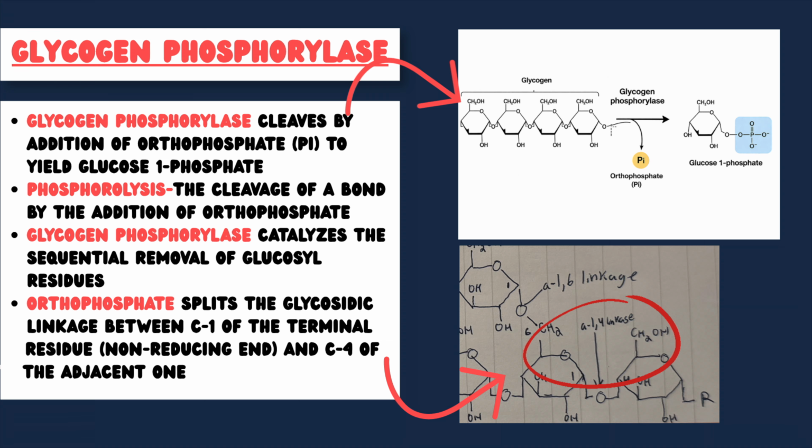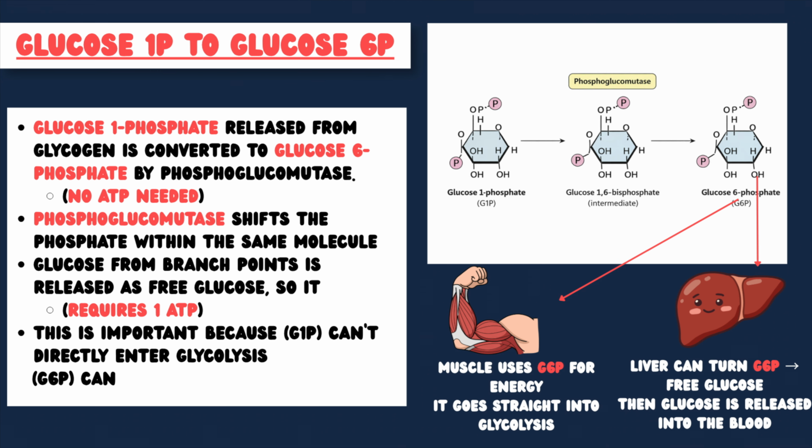To turn our attention to the bottom right diagram, what's being shown here is orthophosphate splits the glycosidic linkage between the carbon 1 of the terminal residue, which is the non-reducing end, and the carbon 4 of the adjacent one. And that is all circled in red right over there. Let's look at how glucose 1-phosphate is converted to glucose 6-phosphate. Basically, glucose 1-phosphate is released from glycogen and is then converted to glucose 6-phosphate by the enzyme phosphoglucomutase.